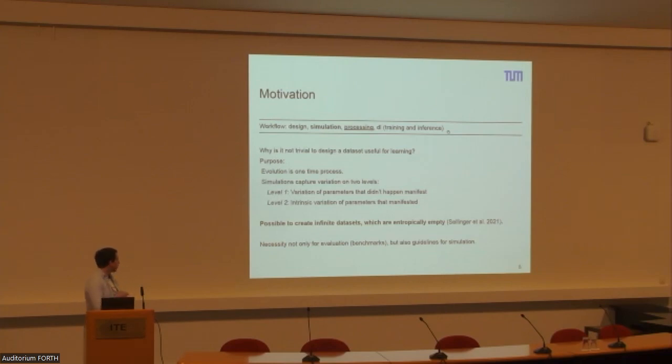The first one, of course, is the variation of all the parameters that didn't manifest throughout the evolutionary history. And then there's another layer of variation, which is of all the parameters that did actually manifest. There's a really interesting paper from a few years ago about the limits and convergence properties of SMCs, from which I think in deep learning we can also learn a lot. What I took away from this paper is that it's possible to generate very large or infinite data sets which are basically entropically empty.